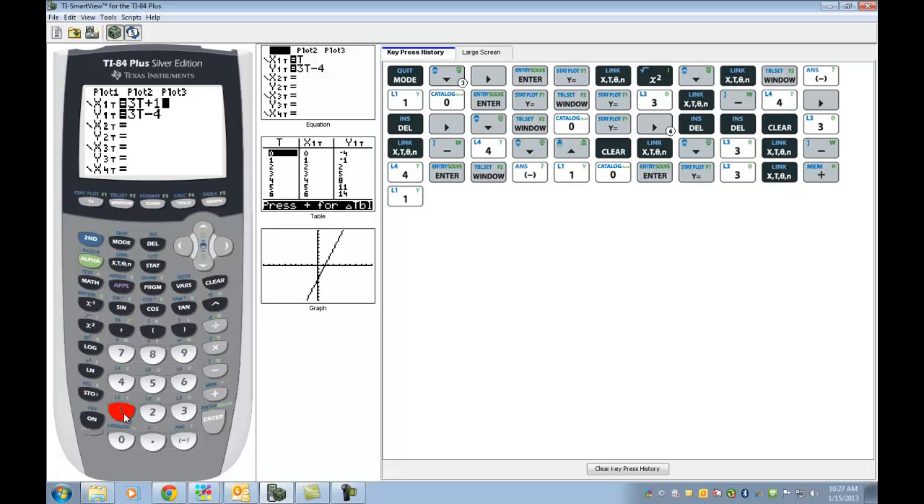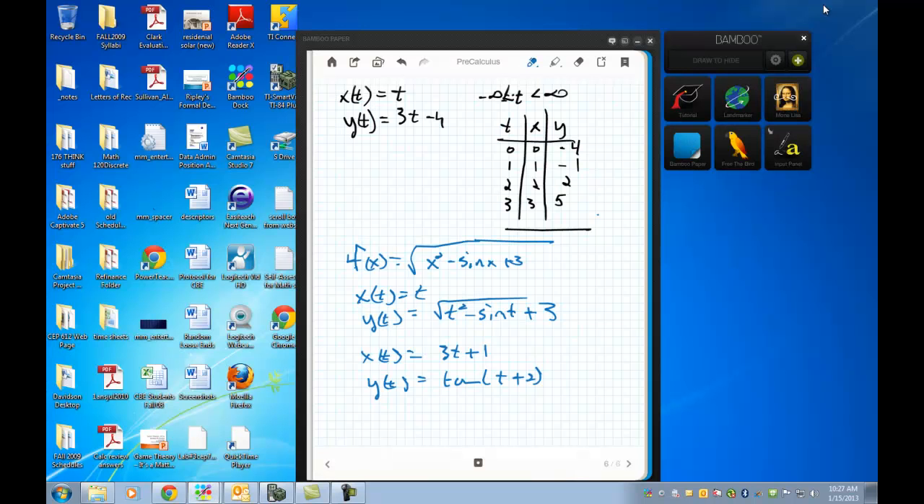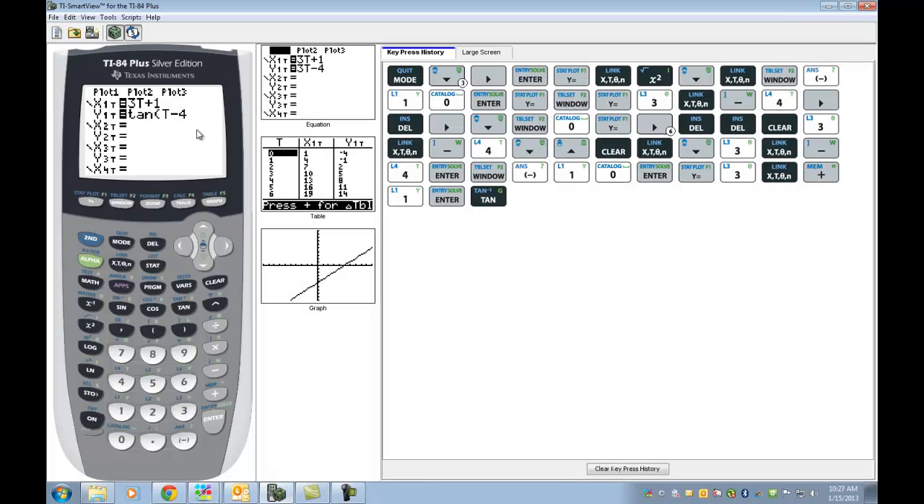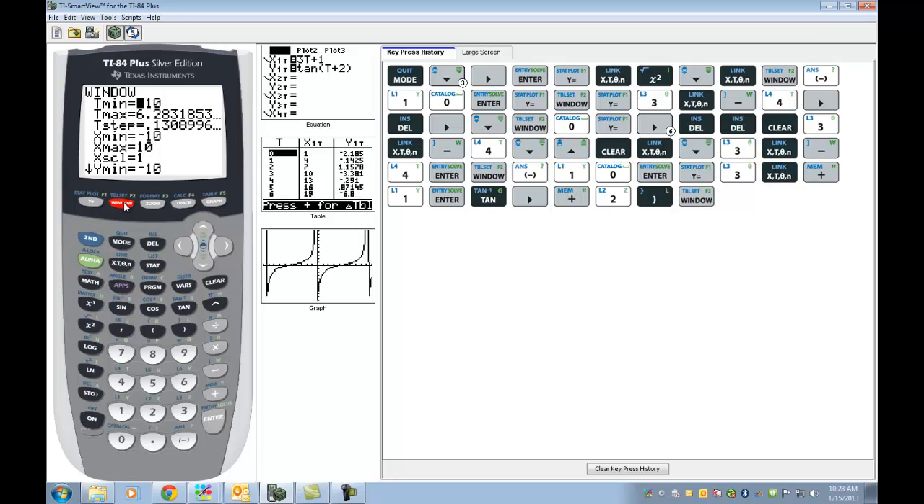So back to here, and I'm going to go 3t plus 1, and then this guy is going to be, whoops, enter, tangent of t plus 2. I've got to look again, you guys, sorry, my brain's not all there. So I'm going to go t plus 2, in parentheses. Wow, look at that. Huh, so think about what's going on here. What do we have? We have a tangent. It appears, let's take a gander at my window. My window's still from negative.